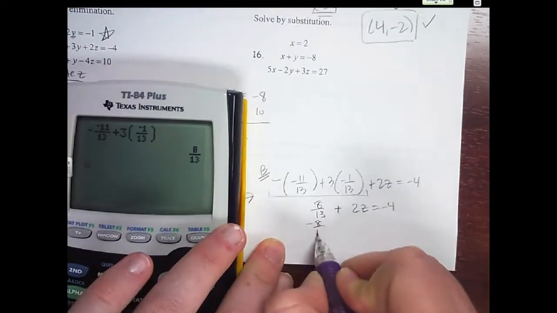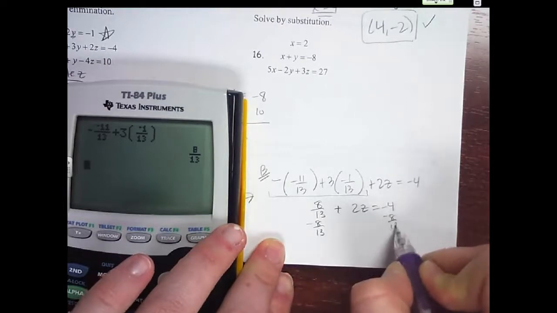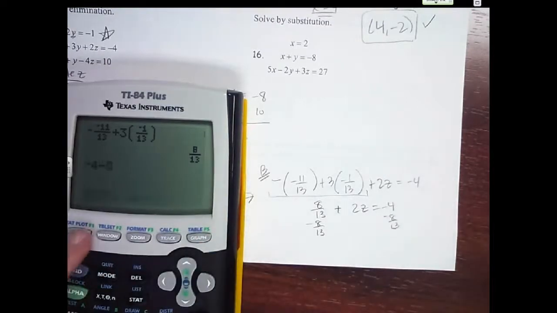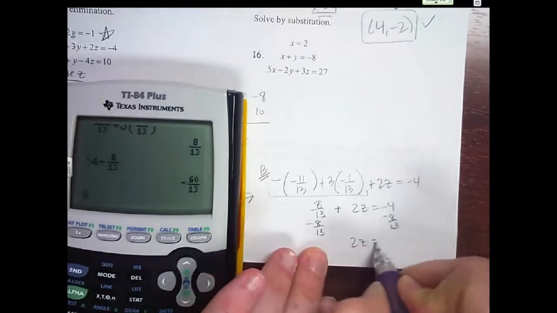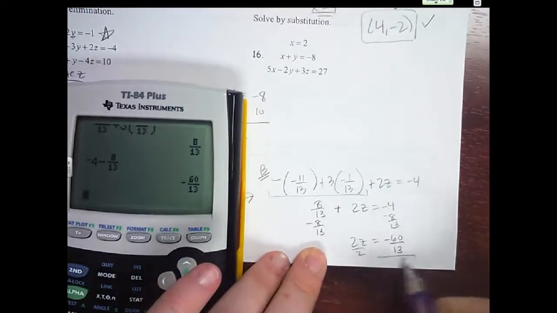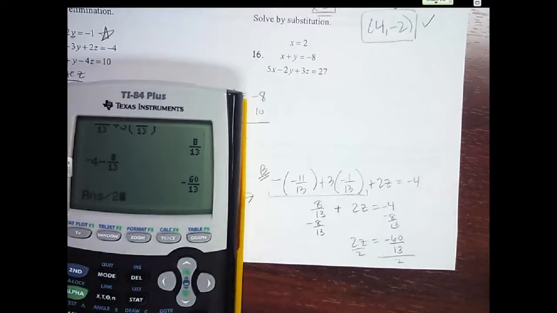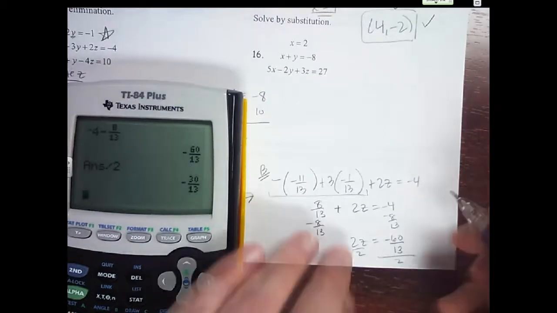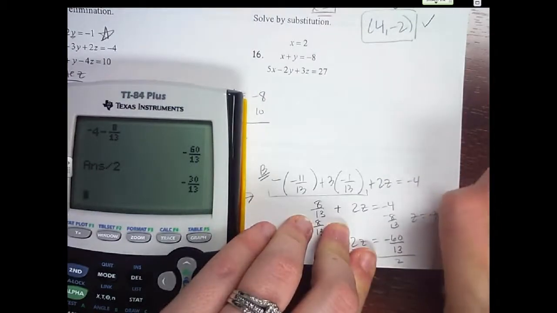So I'm going to subtract 8 over 13. So negative 4 minus 8 over 13. Oh my gosh. Negative 60 over 13. And I need to divide that by 2. So I'm just going to say divide by 2. Okay, so let's see if this works. That is a horrible answer.